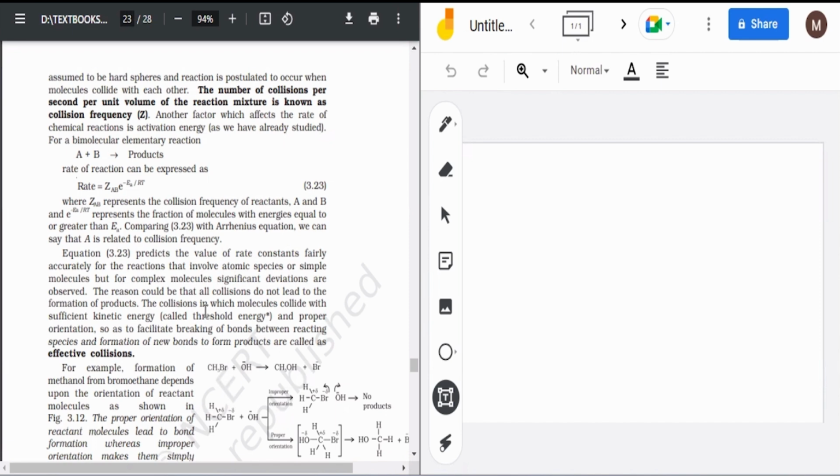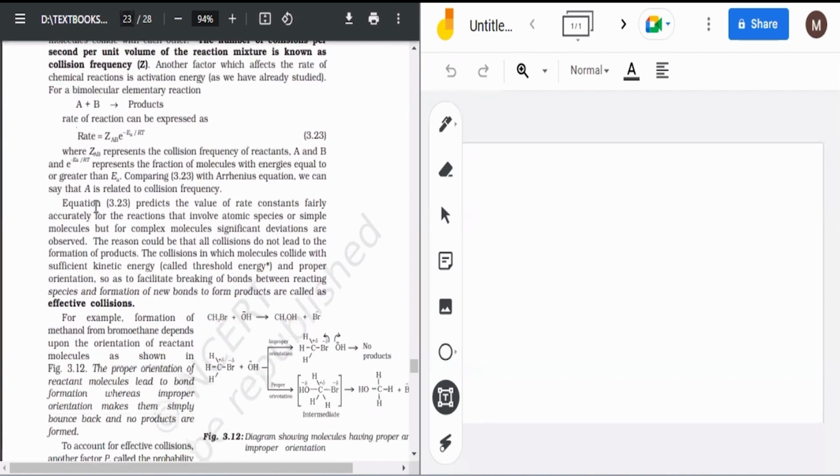So in our Arrhenius equation, the A term, the frequency factor, here we take into account the collision frequency Z and also that symmetry factor which tells us that they are colliding in a proper symmetry. So this is the thing which we study in collision theory. We call these effective collisions. To facilitate breaking of bonds between reacting species and formation of new bonds, we need effective collisions where the reactants collide in a proper symmetry, with sufficient kinetic energy.